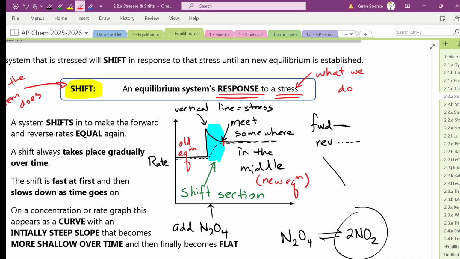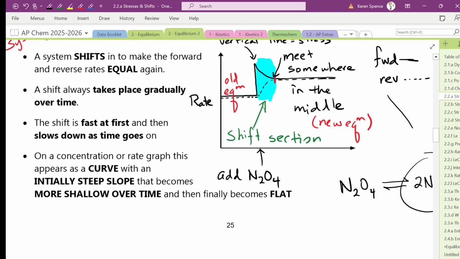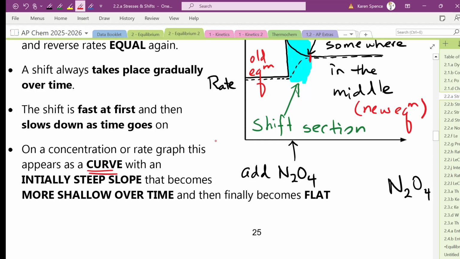You're always going to get that meeting in the middle because they're always going to come back to some sort of equilibrium, unless you have an open system, or if you keep things changing. The curved part in the shift section should always be initially steep, and it should be more shallow as time goes on. So the rate of change of the rate, that's crazy, is fast at first, and then it changes less and less as time goes on.